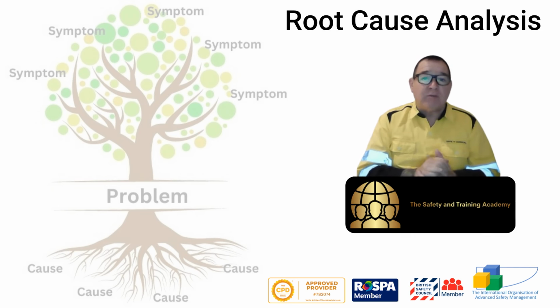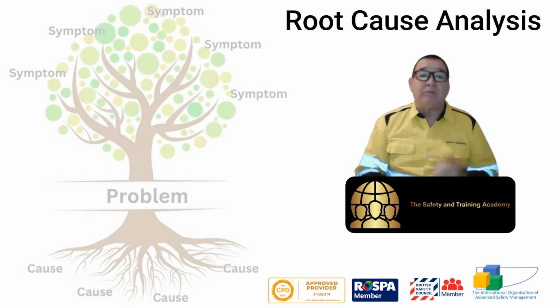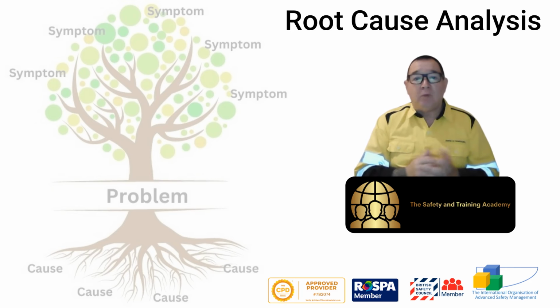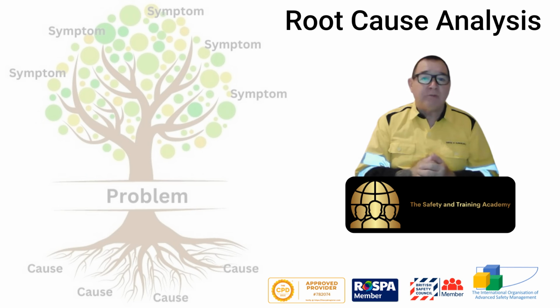Now let's take a look at some of the key steps involved in conducting an RCA. Data collection. Gathering all relevant information about the incident, including physical evidence, witness statements, and documentation. Cause charting. Creating a visual representation of the causal factors and their interrelationships. Root cause identification. Analyzing the information to determine the fundamental reasons behind the incident.